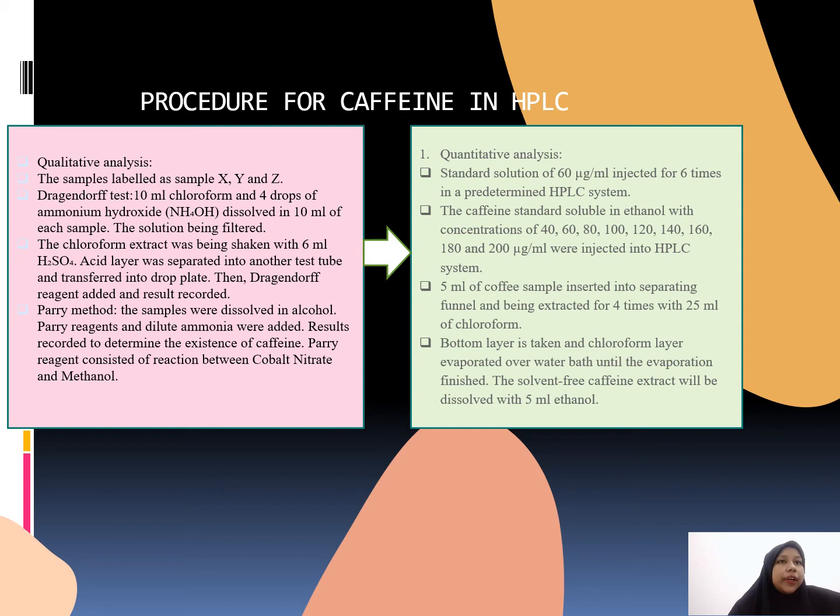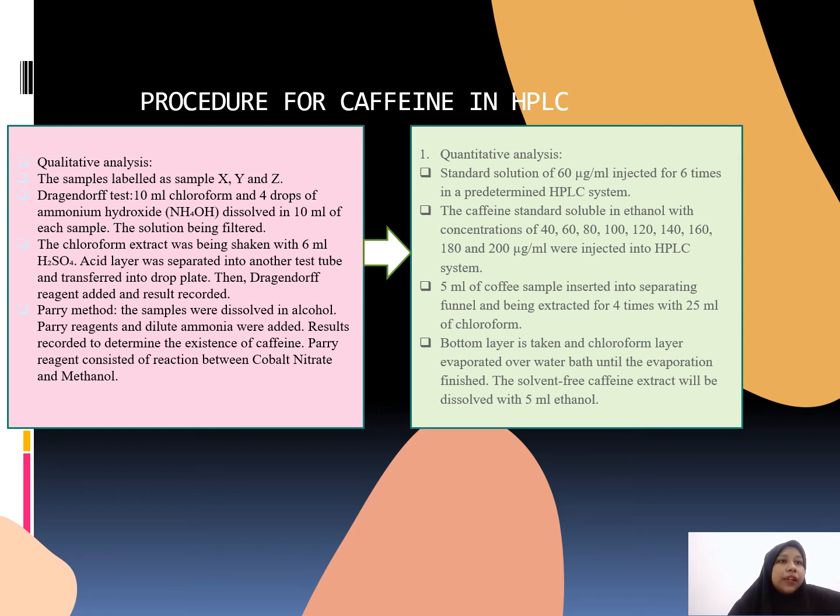In quantitative analysis, a standard solution of 60 microgram per ml is injected into the HPLC system 6 times to ensure that the injection port is full. The conditions of the HPLC system are as follows. Column reverse phase ODS 250 times 4.6 mm, detector at 278 nanometer wavelength, flow rate 1 ml per minute at room temperature, and mobile phase methanol to double distilled water in a 95:5 ratio.